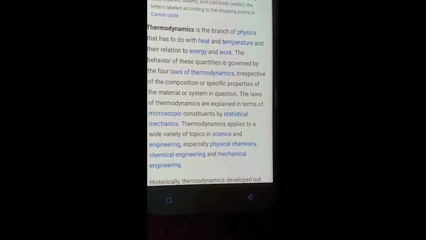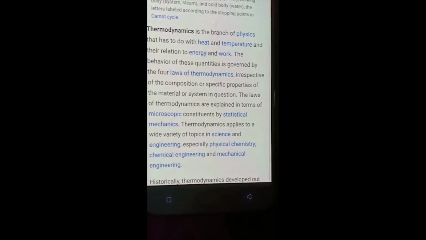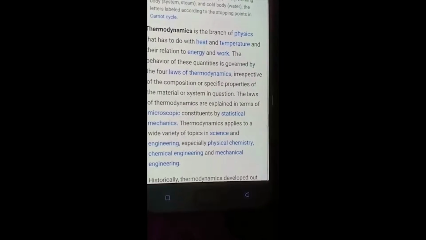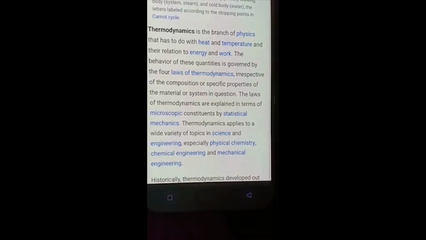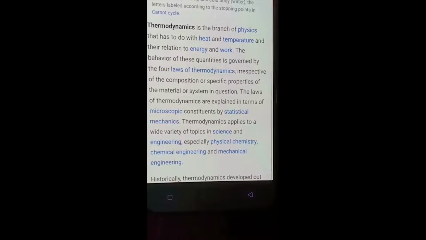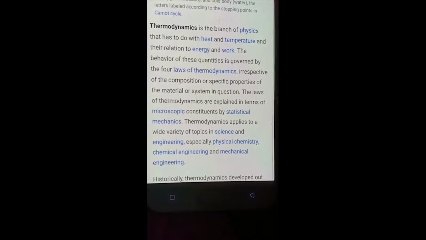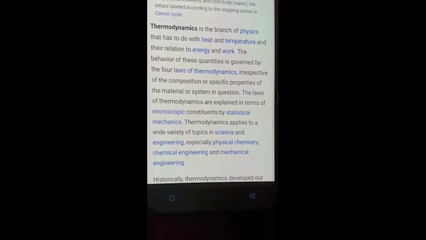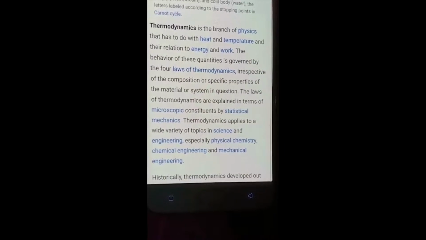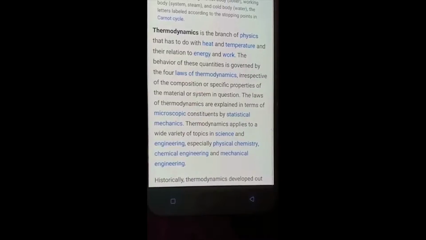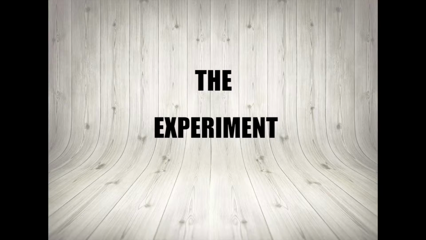The laws of thermodynamics are explained in terms of microscopic constituents by statistical mechanics. Thermodynamics applies to a wide variety of topics in science and engineering, especially physical chemistry, chemical engineering, and mechanical engineering.